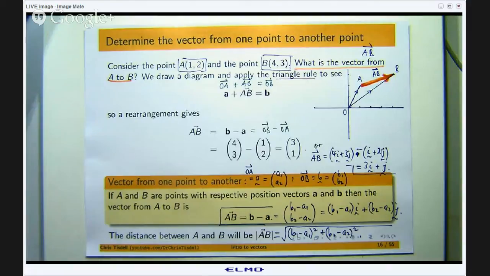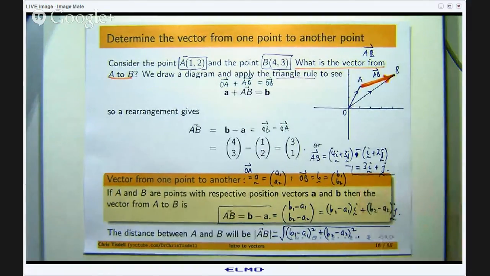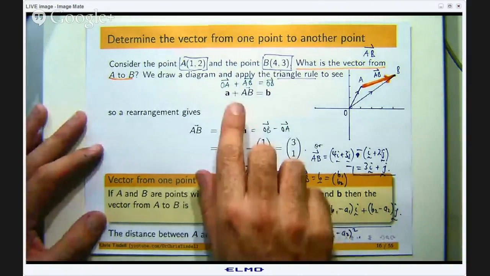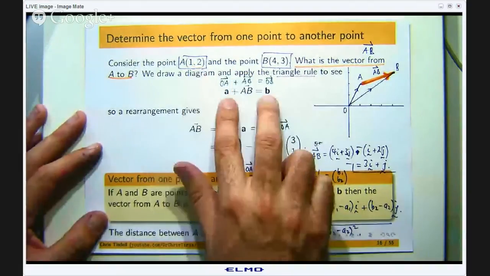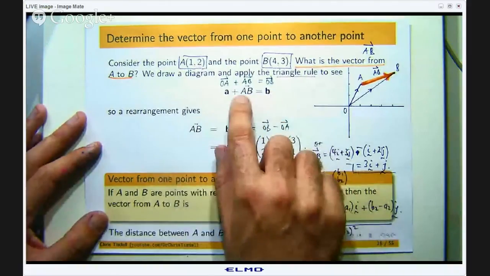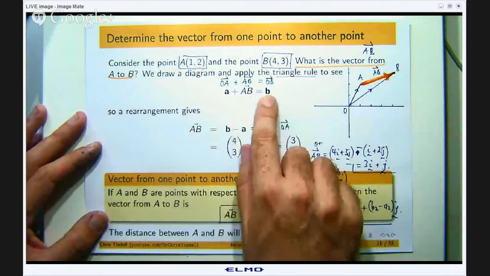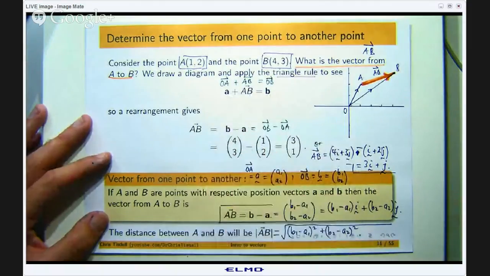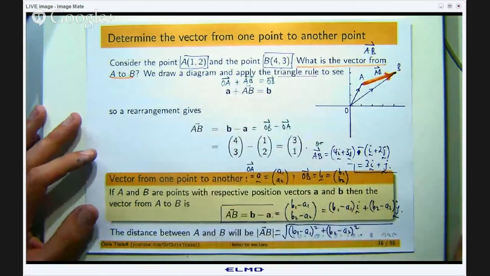Okay, so that's the basic concept to determine the vector from one point to another point. After you've been given the points, write down the position vectors, say as columns, and then to compute the vector from A to B, you will take the position vector of B and take away the position vector of A. Okay, so a very brief and short lesson today about determining vectors from one point to another point.